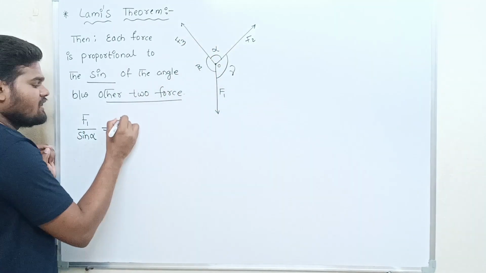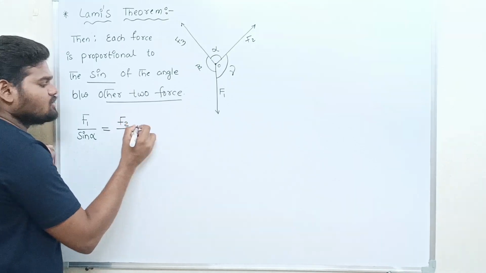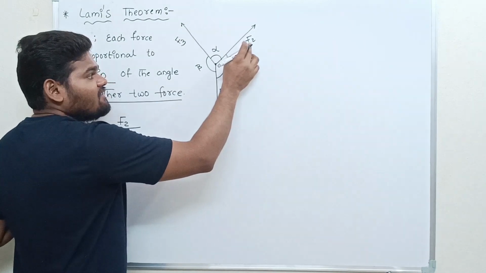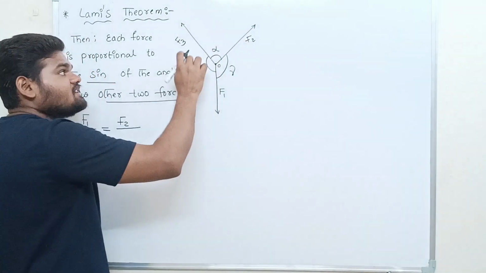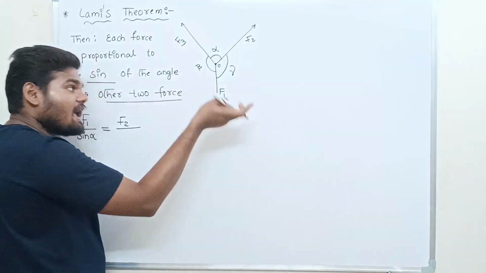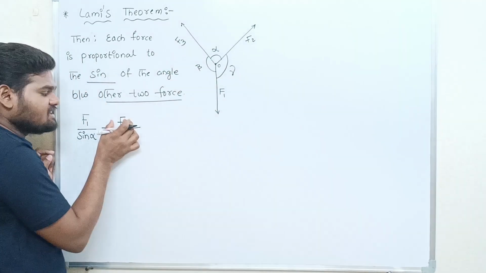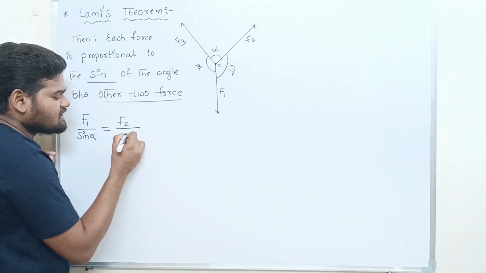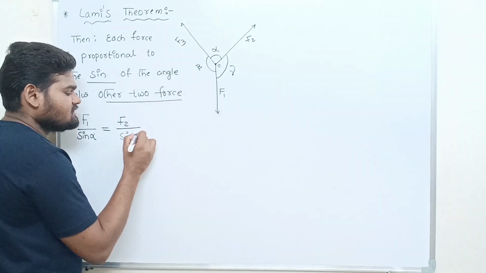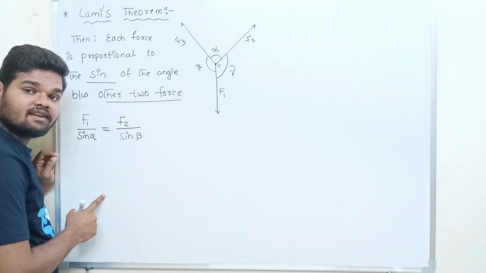That is equal to, if you want to write an equation for force F2, then F2 is equal to, have a look, what is the angle between the other two forces? F3 and F1 are the other two forces. What is the angle between them? Beta. And this force F2 is proportional to the sine of the angle between the other two forces, that is beta. Are you getting it?